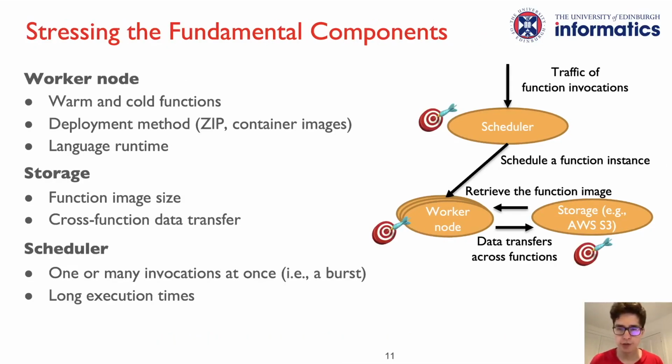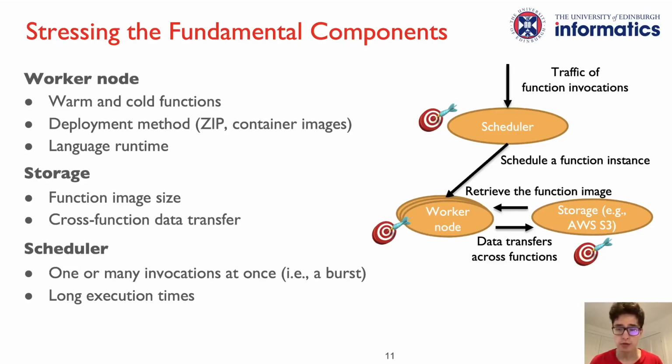To stress each of these components separately, we configure the following parameters. One can stress the worker nodes by changing the characteristics of the deployed functions. STeLLAR can trigger warm function invocations if it invokes functions frequently, for example every second, so that the providers keep function instances for this function alive. Or trigger cold invocations, invoking functions rarely, for example once in 30 minutes, which causes spawning a new function instance before an invocation can be processed, which is called a cold start.